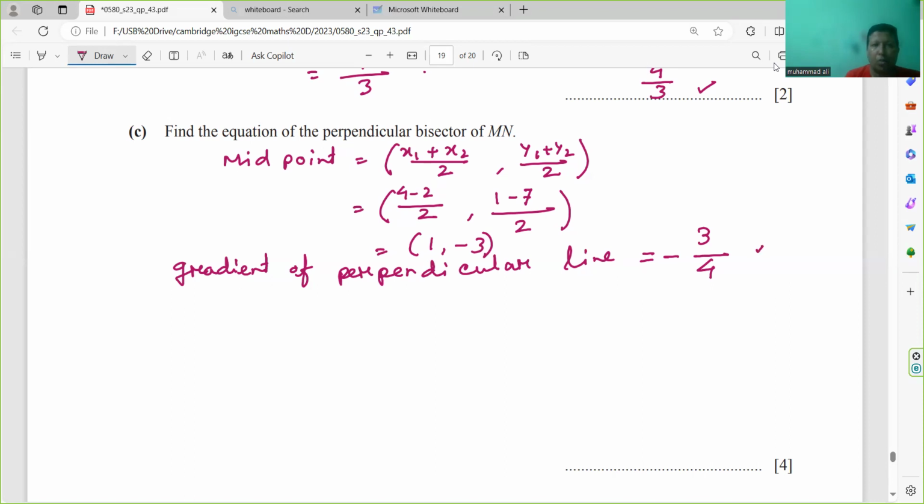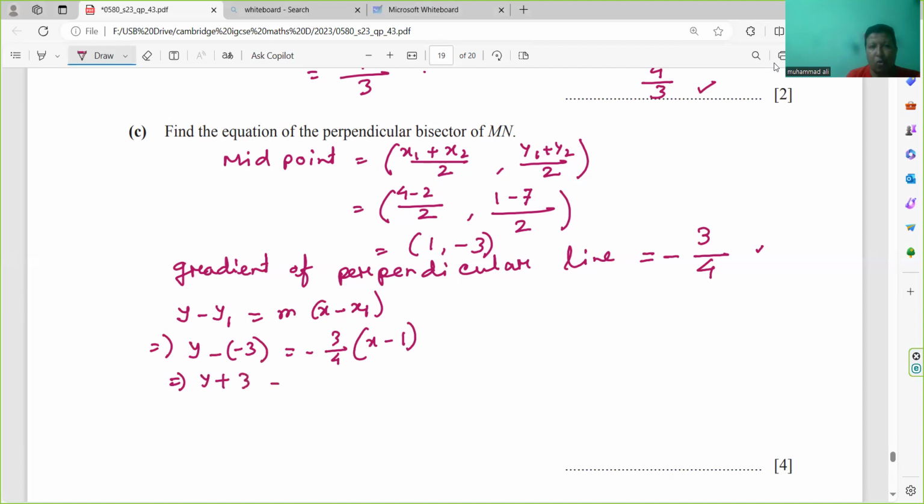Now we have to find out the equation of the perpendicular line. y minus y1 equals m times x minus x1. So y minus y1, which is minus 3, equals minus 3 by 4 times x minus 1. So we can write y plus 3 equals minus 3 by 4x plus 3 by 4. So y equals minus 3 by 4x plus 3 by 4 minus 3, and 3 fourths is 12, so it will be minus 9.